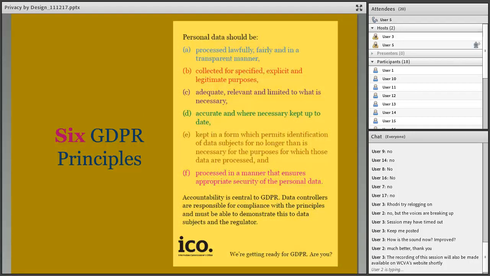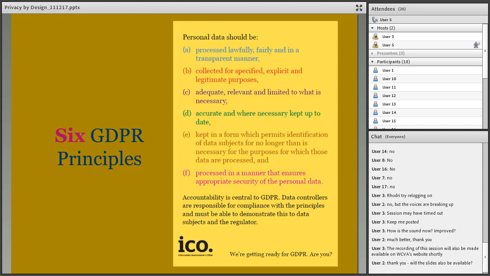DPIAs and the wider privacy by design approach will also help you to demonstrate your accountability under GDPR when it comes into force next May. It won't simply be enough to just comply with the GDPR and its principles that you can see on the screen. Every organisation handling personal data will have to demonstrate how they're complying with the 6 principles. And this is known as the principle of accountability, which you can see on the screen there.